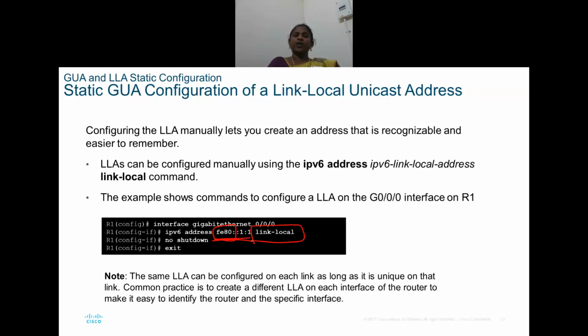Now, I told you that if the link local address is not manually created, it is dynamically generated automatically. So why do we need a static configuration of the link local address? In order to recognize and easily remember it, because what is generated by a computer using the auto mechanism may be a lengthier one. We are going to use it, so we want to easily remember it. In order to remember it very easily, you can statically configure the link local address, right?